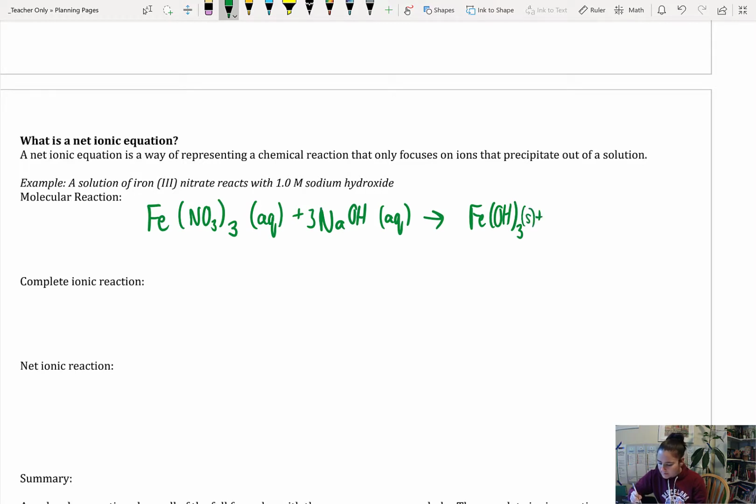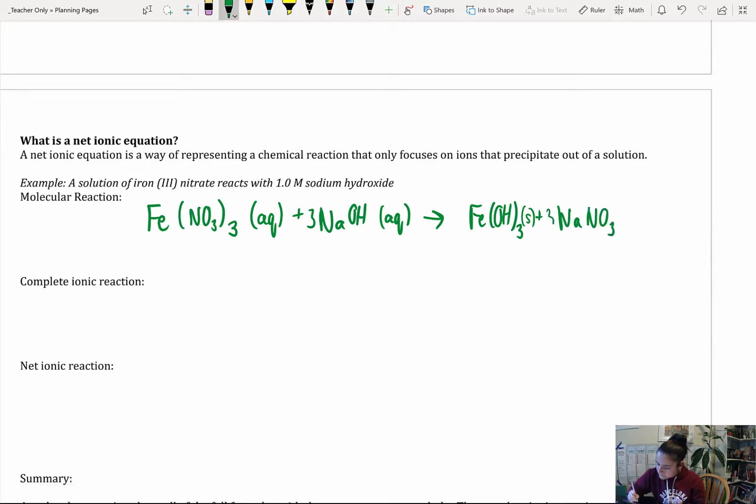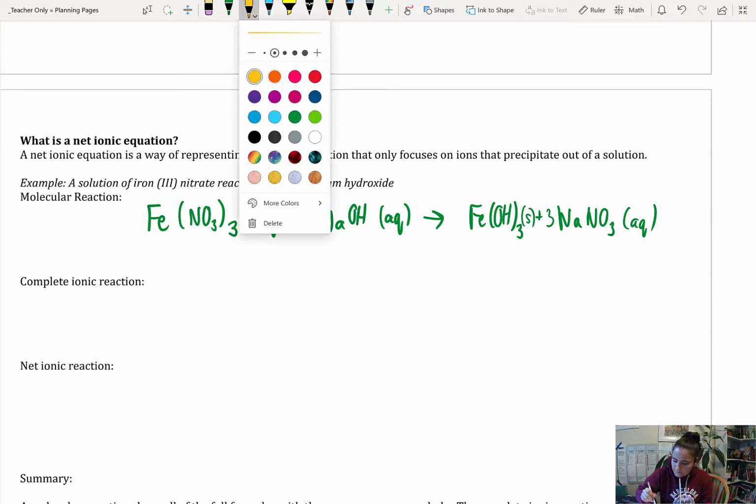Solid plus the sodium nitrate, which I don't need the parentheses because it's just a 1-to-1 ratio. Now, if we were going to write it based on what's actually going on in the solution, we would want to disassociate all of the ions that aren't stuck together as a solid because they're aqueous, they're dissolved in water. What that would look like would be, go ahead and draw it in blue here.